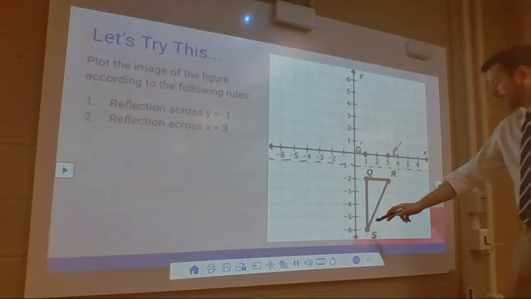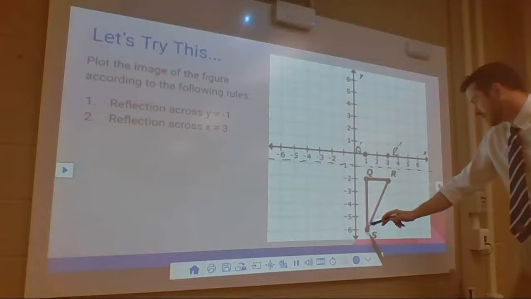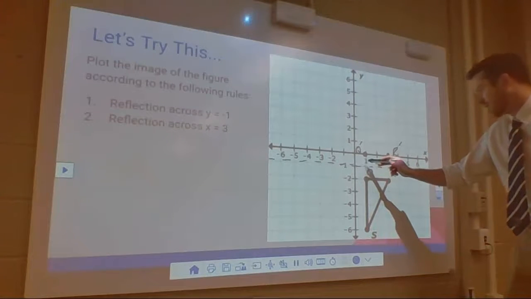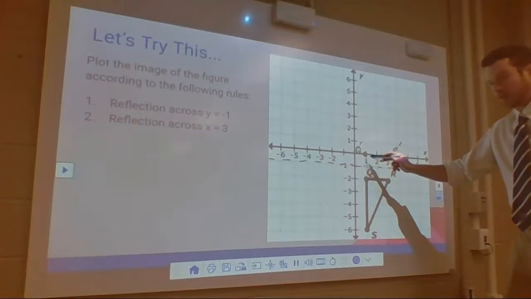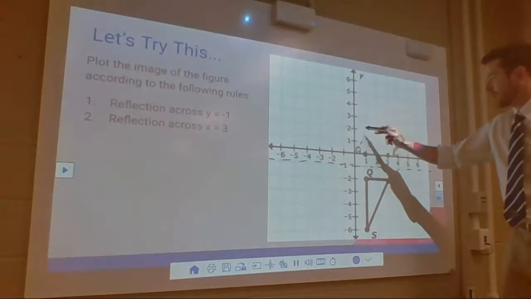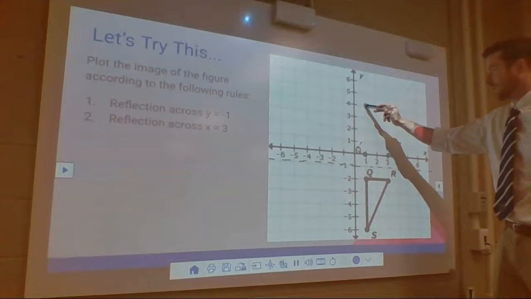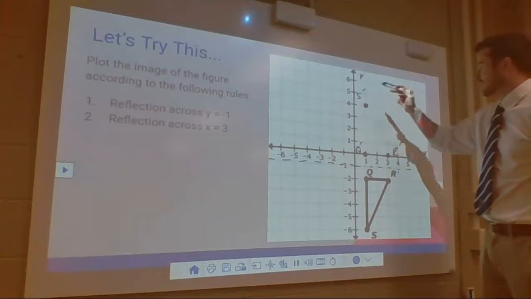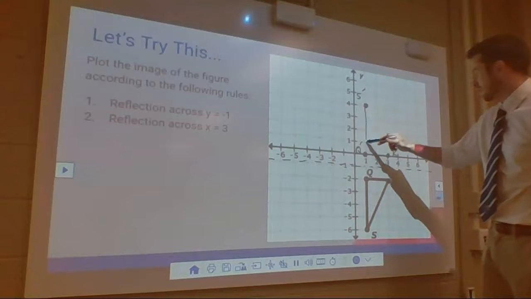All right, now the last point I need to do is find S prime. So point S is 1, 2, 3, 4, 5 units away from that line of reflection. So then just on the other side of the line of reflection, I'm going to go 5 units to find S prime. So 1, 2, 3, 4, 5 units away from that line of reflection. So this is S prime. Now, lastly, I'm going to connect the dots.